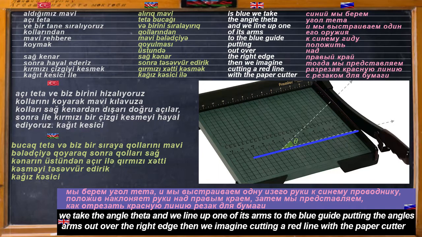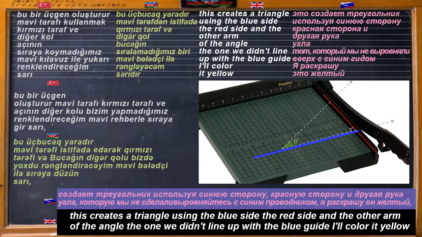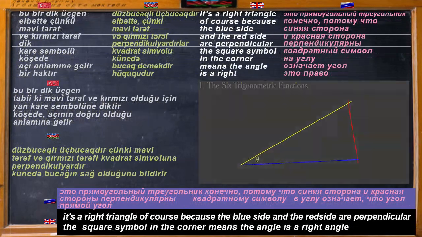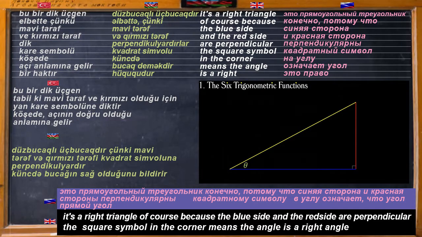Then we imagine cutting a red line with the paper cutter. This creates a triangle using the blue side, the red side, and the other arm of the angle, the one we didn't line up with the blue guide. I'll color it yellow. It's a right triangle, of course, because the blue side and the red side are perpendicular. The square symbol in the corner means the angle is a right angle.